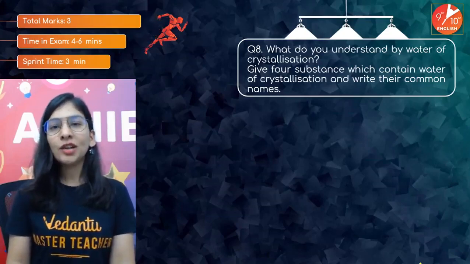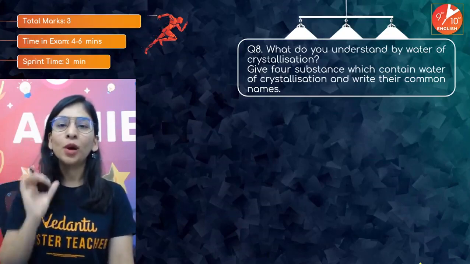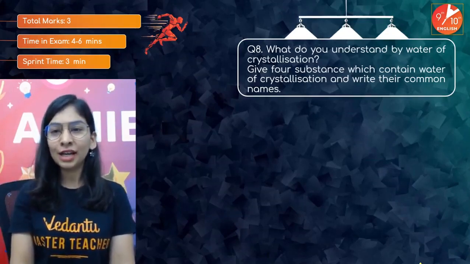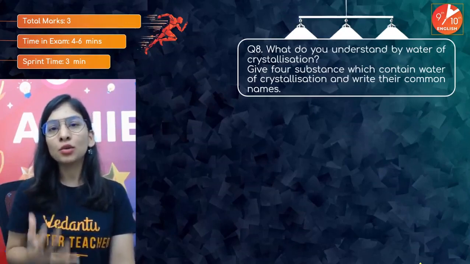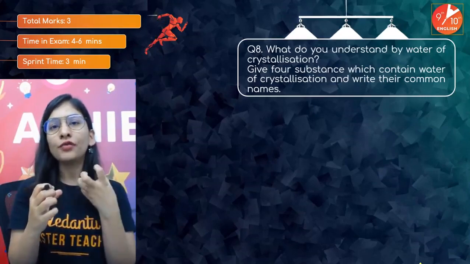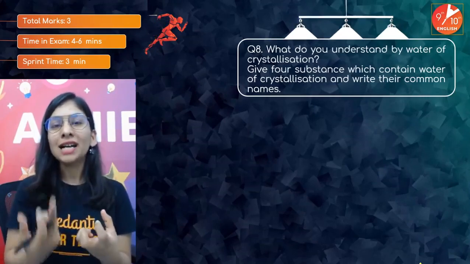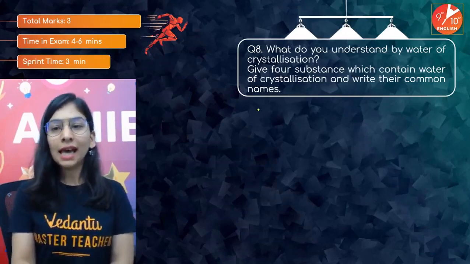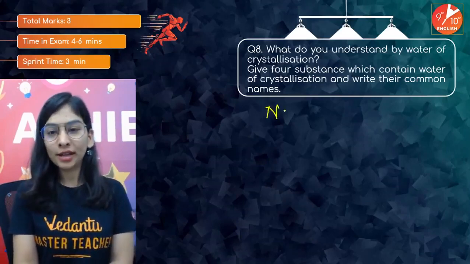Okay. Question number 8. What do you understand by water of crystallization? This question is there in CBSE also, acid base salt. Water of crystallization is those water molecules that become a part of the structure of a molecule and give color as well as a crystalline appearance to my compound. Okay, I'll give an example, then you will be able to understand better.